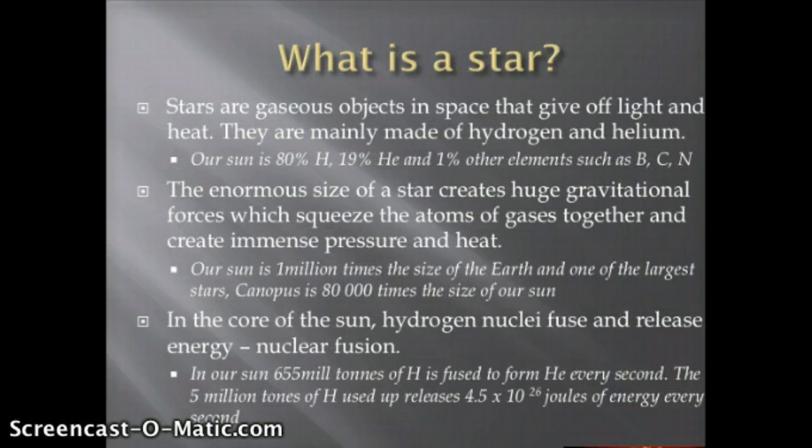So what is a star? Stars are gaseous objects in space that give off light and heat. They are mainly made of hydrogen and helium. The enormous size of a star creates huge gravitational forces which squeeze the atoms of gases together and create immense pressure and heat. In the core of the sun, hydrogen nuclei fuse and release energy called nuclear fusion. There are many different types of stars, and it depends on their stage in life.